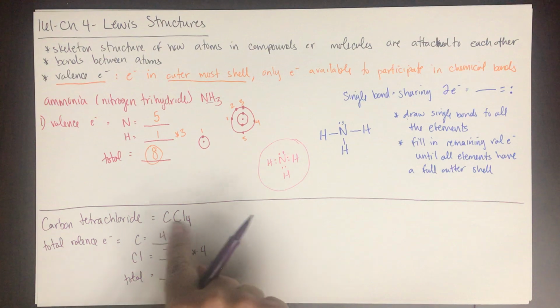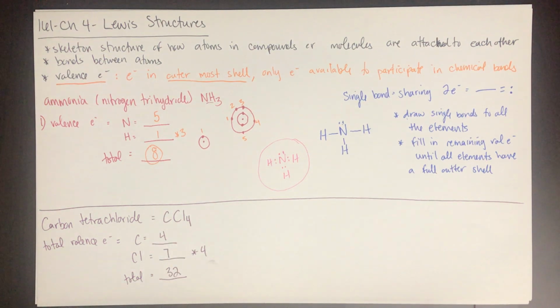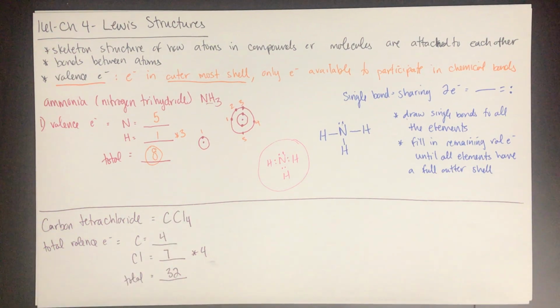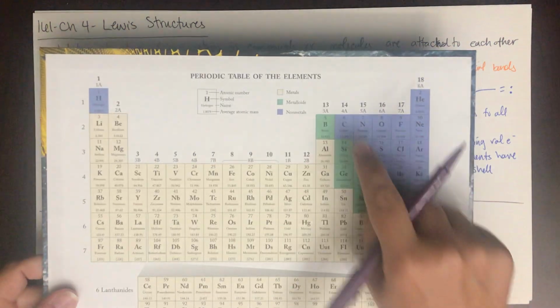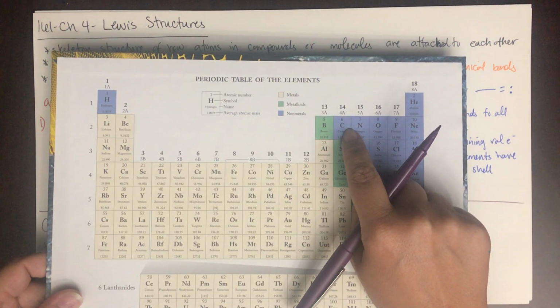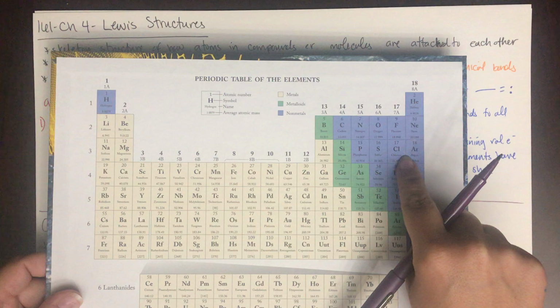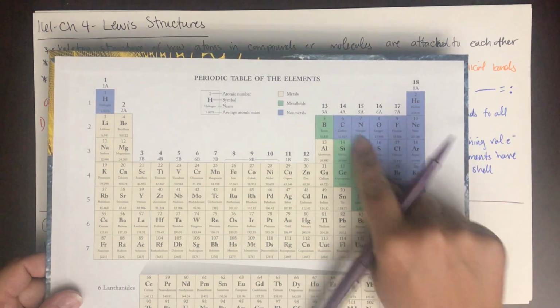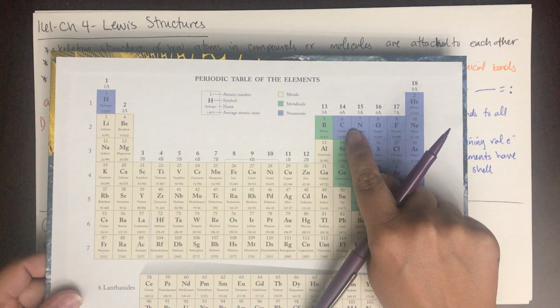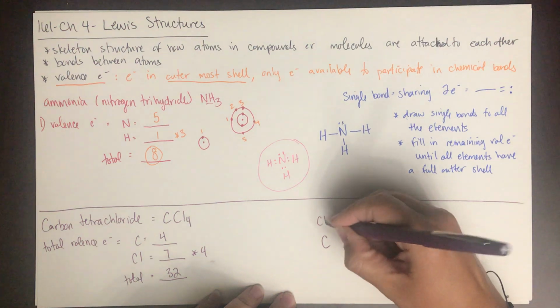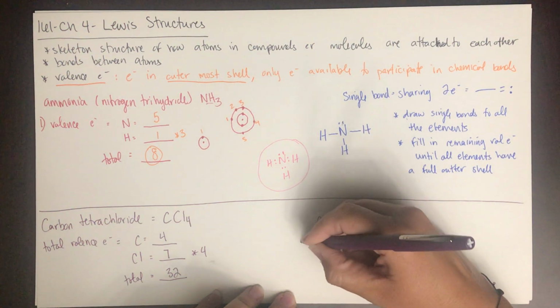So what I'm going to do is write the skeleton. Another thing to keep in mind is that these molecules or compounds always want to be as symmetrical as possible. So if you have 4 of something, most likely you're going to put the other one in the middle and put the 4 things around it. But the other way to know is that because carbon has 4 valence electrons, it can make 4 bonds. Chlorine has 7 valence electrons, so it only wants to make 1 bond. So chlorine has a lower bonding capacity. Carbon has a higher bonding capacity. Carbon is what's going to go in the middle. So I'm just going to go like this. Carbon, and I'll put the chlorines around the carbon.